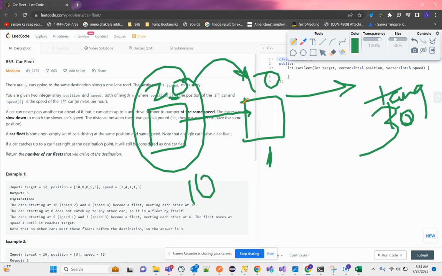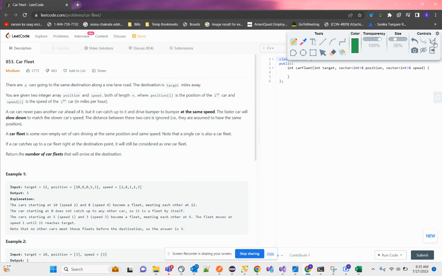Because when they collide, they are going to become a car fleet. Basically, they are going to join together and then go to the destination. So this becomes one car fleet, wherein this car collides with the car ahead and goes at the same speed as the car ahead. That is called a car fleet. This is a simple example to help you understand.